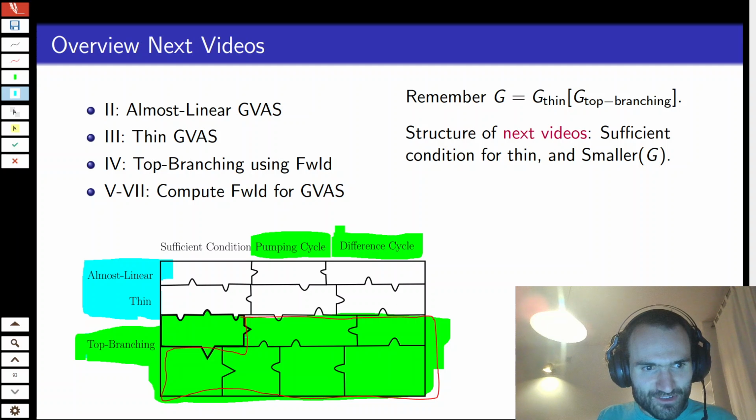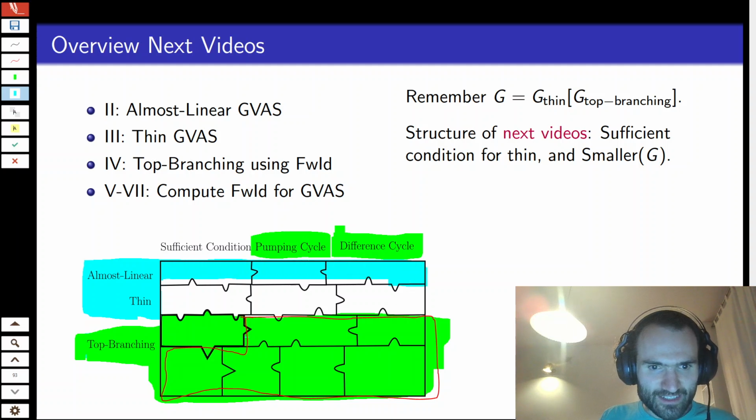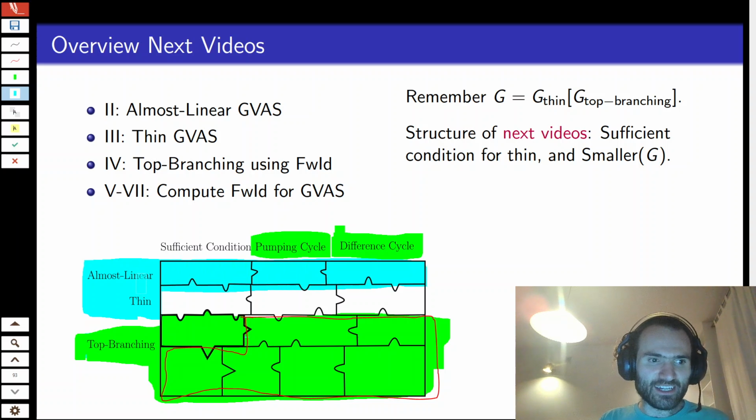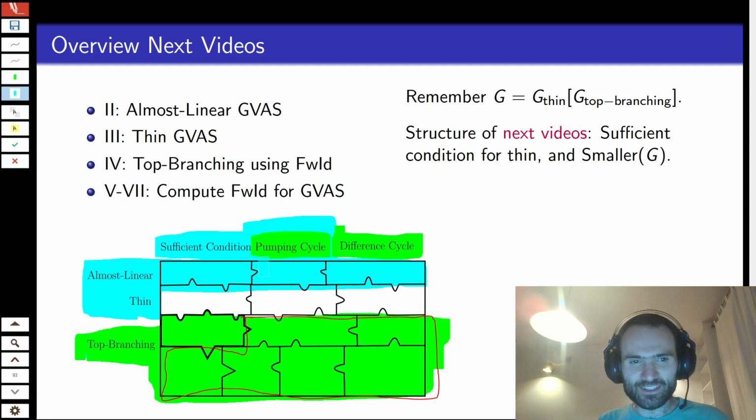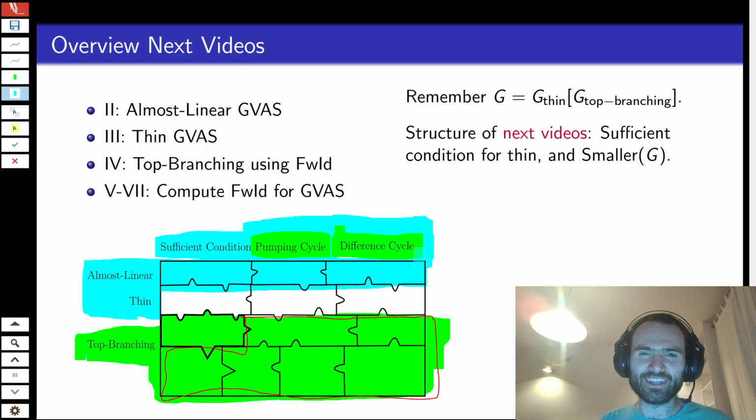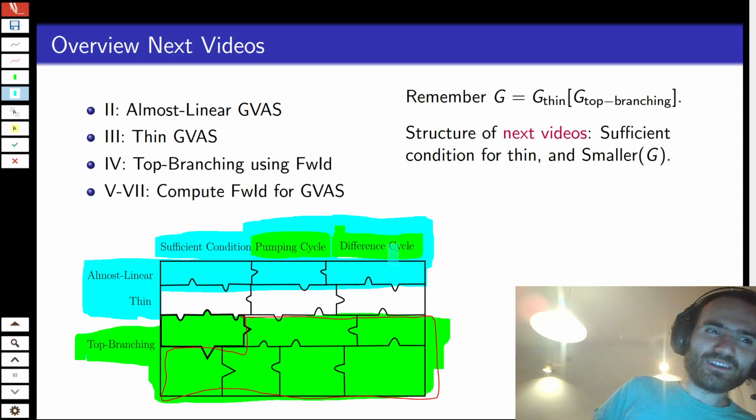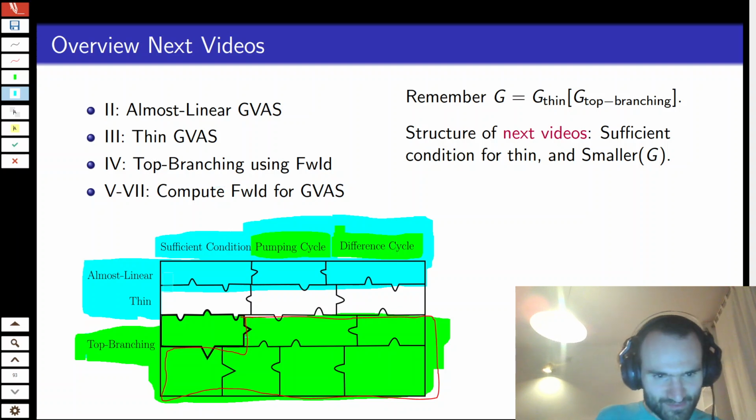So what we are going to do next time is we are going to look at these three lines, these three puzzle pieces. For almost linear grammars, defined next time, we are going to write down a sufficient condition. We are going to explain how to decompose if there is no pumping cycle and how to decompose if there is no difference cycle. And then this will give us an algorithm like before for the class of almost linear.